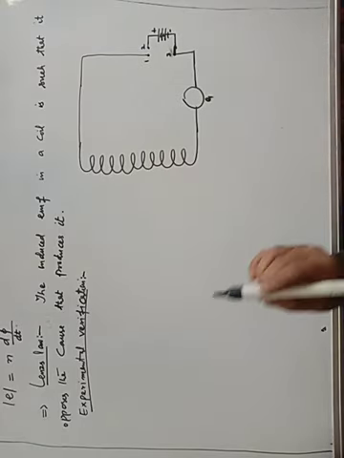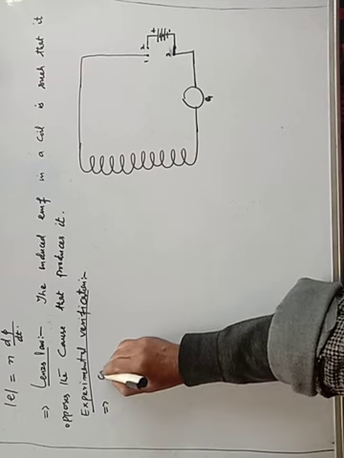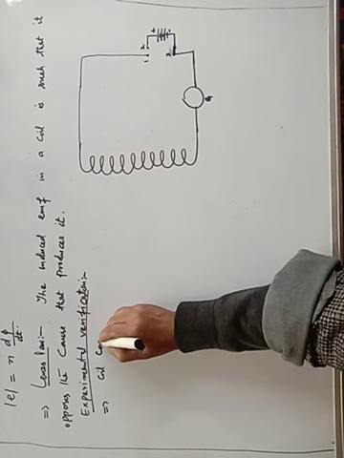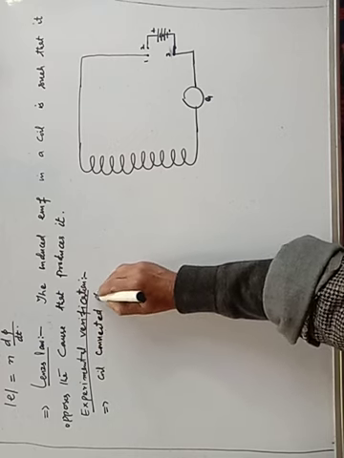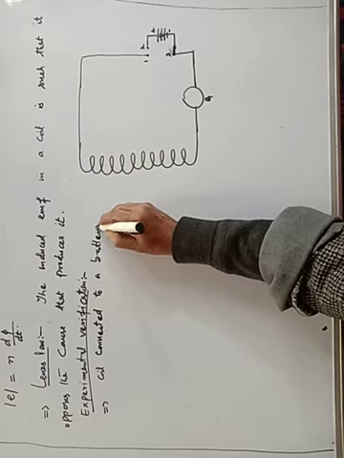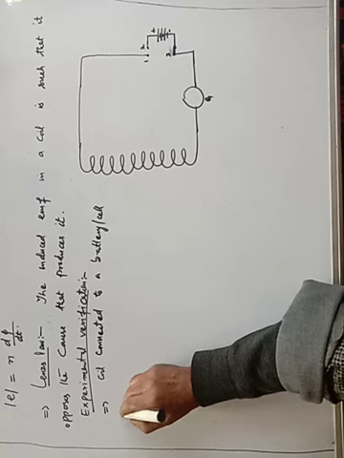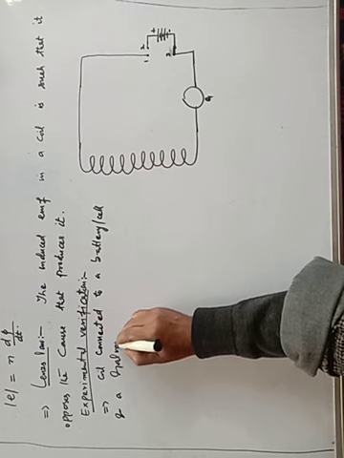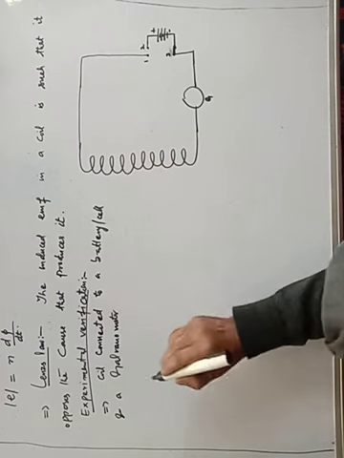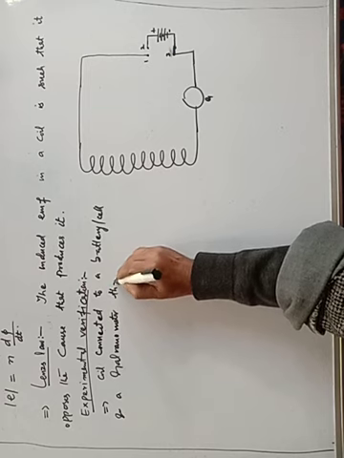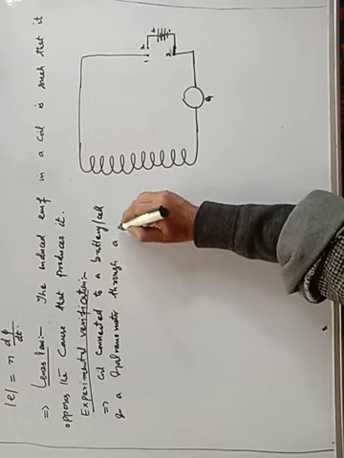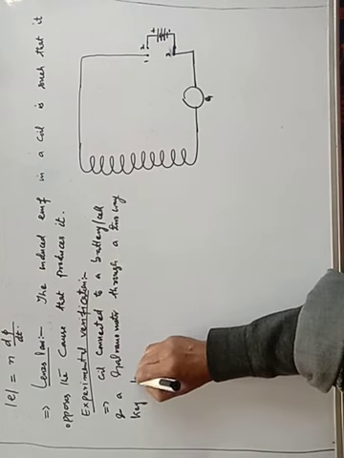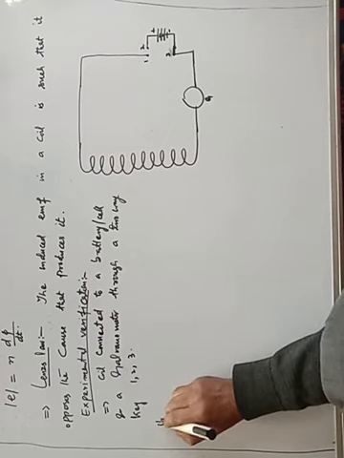So in the experimental setup there is a coil connected to a battery, a cell, and a galvanometer through a two-way key. Two-way key, 1, 2, 3. So step number 1.